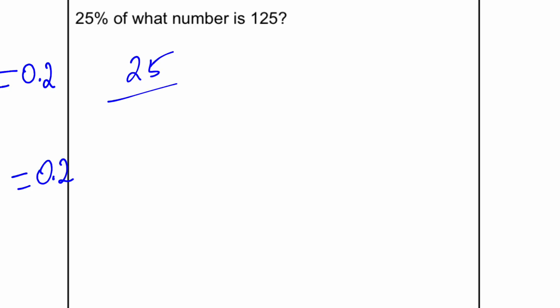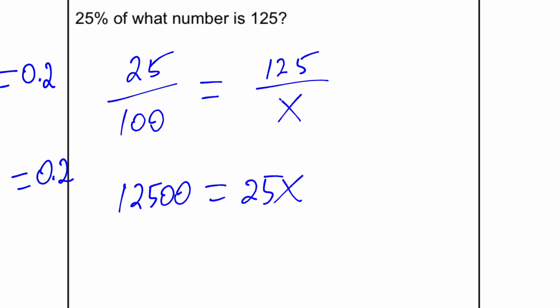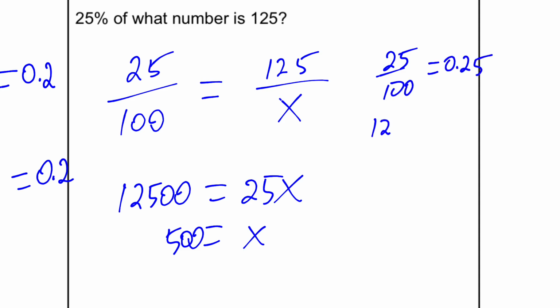25%, I'll write as a fraction, of what number? That means it goes on the bottom. After I cross multiply, I get this. If I cross multiply and divide, I get that x is equal to 500. To test my work, take 25 over 100, see what you get. Take 125 divided by 500, see what you get. They have to be the same, otherwise you messed up.